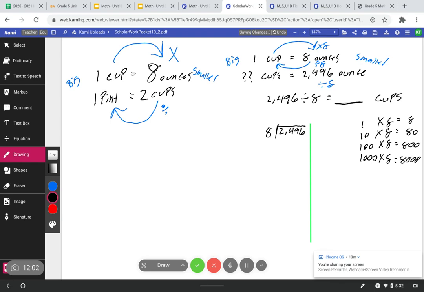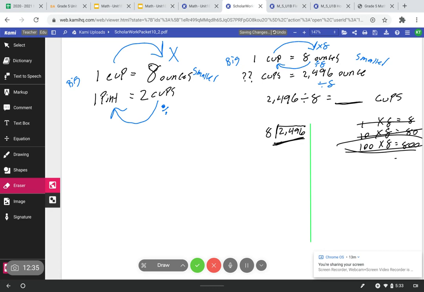Which number out of our estimations is the closest, but not past, not bigger than 2,496? It can't be 8,000 because it's greater than 2,496. We only have this much. We can't go past it. Well, it's definitely not 8, and it's not 80. So 800 is the closest number to 2,496 that does not go over. So let's clean it up and get to work. So our first estimation is going to be 800.